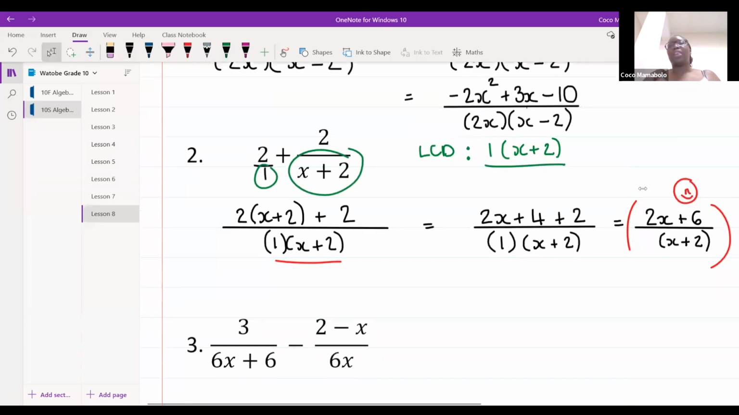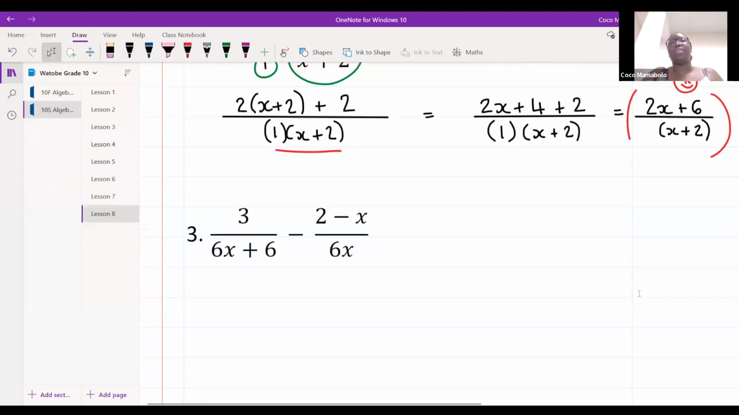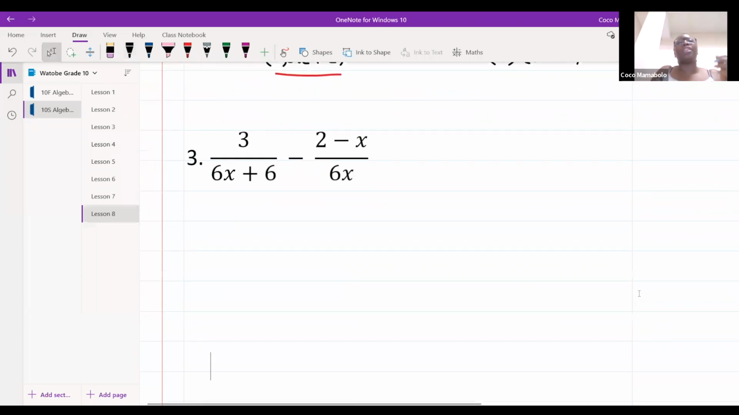All right, guys. So let's look at number 3 over here. Can you guys tell me, what is my LCD? Remember, LCD is the lowest common denominator. LCD stands for lowest common denominator. And I always find it by taking this thing and that thing, and I multiply them together. Tell me in the chat, what is my LCD?